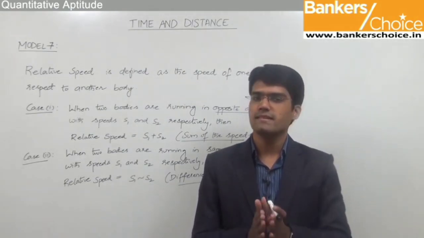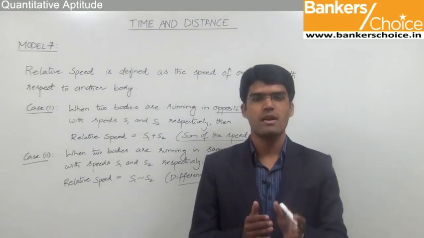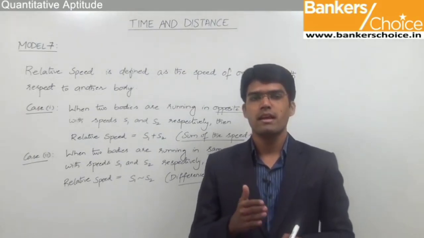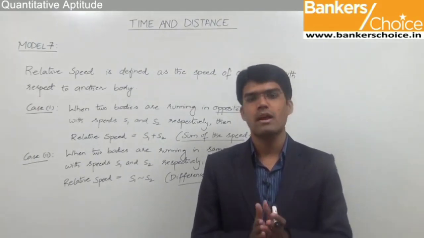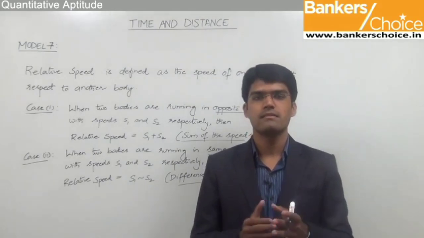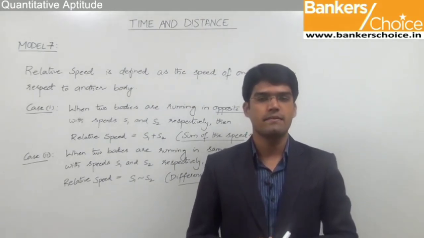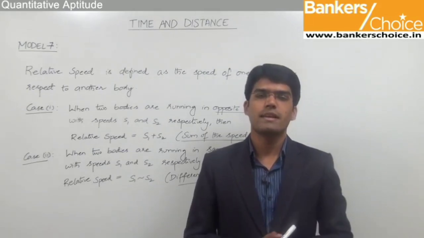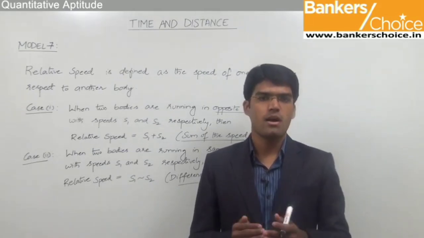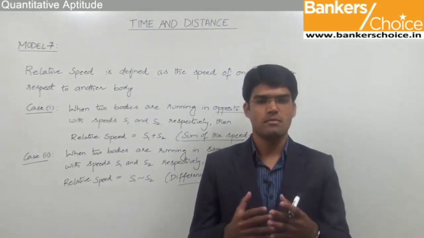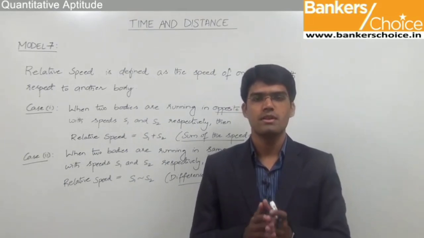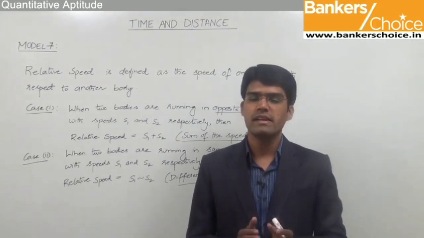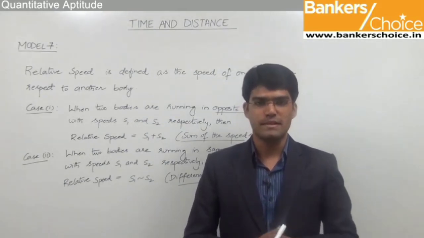Similarly, if these two trains run in the same direction, that is one train runs at 60 kilometers per hour and the other train is running at 40 kilometers per hour in the same direction, then the relative speed here can be taken as the difference of their speeds. That is nothing but 60 minus 40, which is 20 kilometers per hour. So this is how when two bodies run at the same time, either in opposite directions or same directions, we always need to consider the relative speed but not their individual speeds.